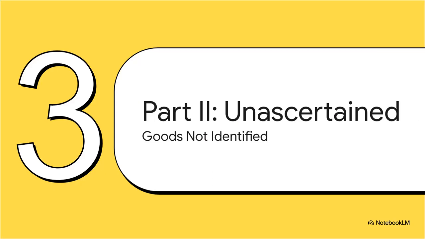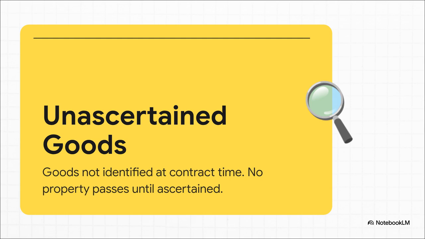Part 2. Unascertained goods. Announce this shift vividly in your answer script. Draw a line across the page if you have to. I'm warning you. Many students lose 6 to 8 marks right here because the rules shift entirely from the previous sections. The logic of specific goods just does not apply here. Unascertained goods. Section 18. Goods not specifically identified at the time of contract.